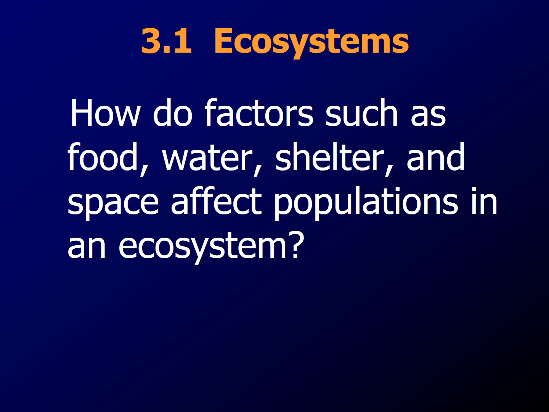In this PowerPoint, we're going to focus on the question, how do factors such as food, water, shelter, and space affect populations in an ecosystem? To answer this question, we're going to look at two things. One, how an ecosystem is organized or arranged. And two, biotic factors, those living things in the ecosystem, and abiotic factors, those non-living things in an ecosystem.